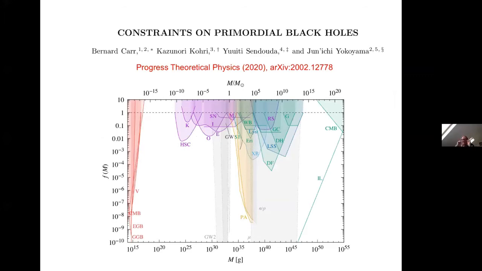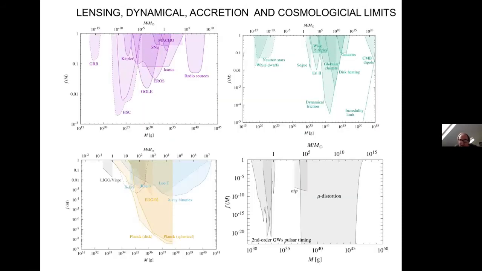This is the final constraints diagram, which comes from the paper with the Japanese colleagues. And it's tremendously complicated because this just represents a huge number of constraints you've got. And again, coloured regions, this is f_DM, the fraction of dark matter as a function of M. All the coloured regions are excluded, and these acronyms tell you what sort of constraint it is. Obviously, I can't go through these now. It's a little bit easier if I break it up into the lensing, dynamical, accretion, and cosmological background constraints.